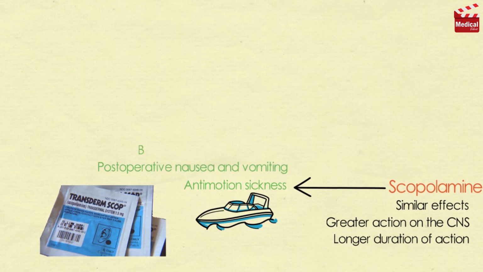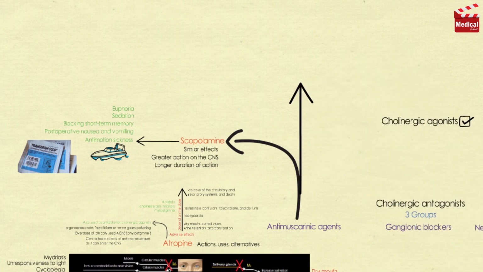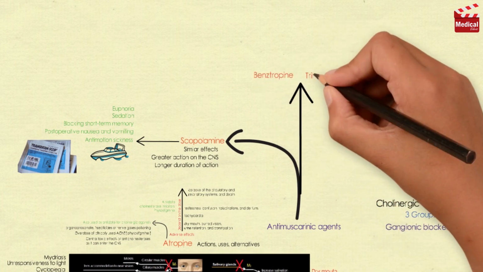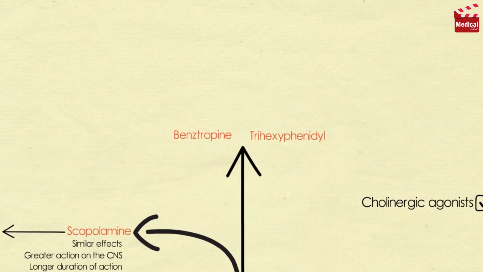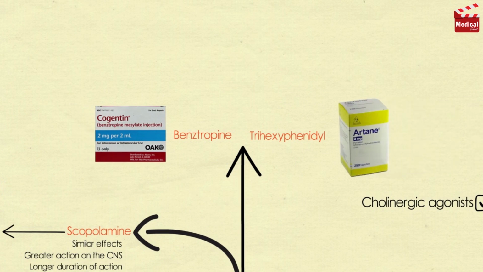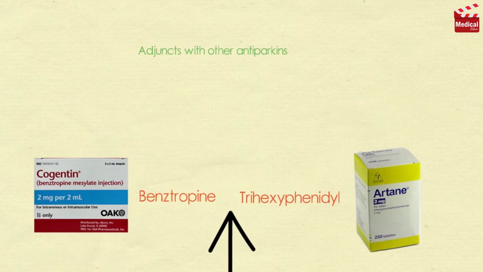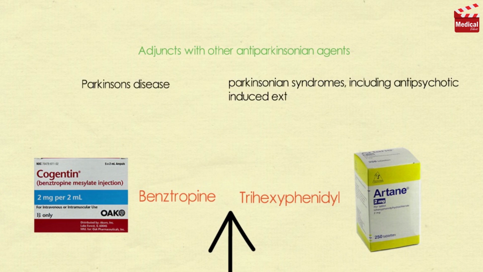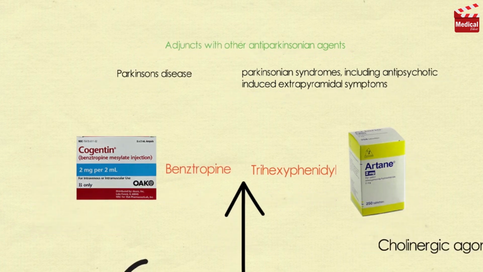It also has the unusual effect of blocking short-term memory. It produces sedation, but at higher doses, it can produce excitement. It may also produce euphoria and is susceptible to abuse. Benztropine and trihexyphenidyl, which are known commercially as Cogentin and Artane, respectively, are useful as adjuncts with other anti-Parkinsonian agents to treat Parkinson's disease and other types of Parkinsonian syndromes, including antipsychotic-induced extrapyramidal symptoms.